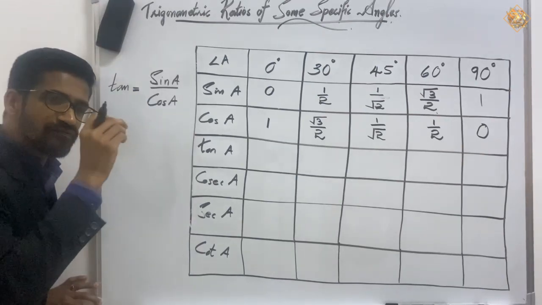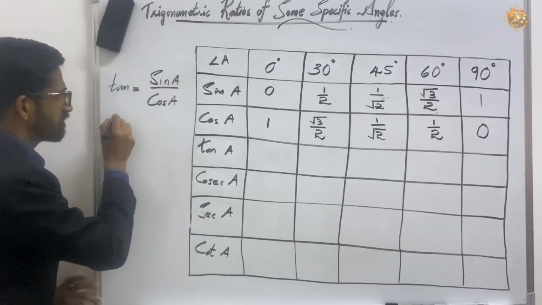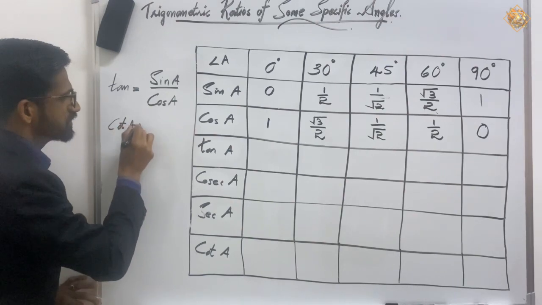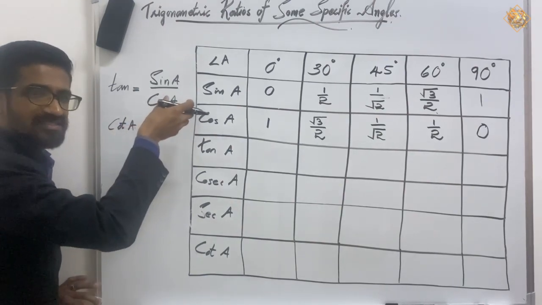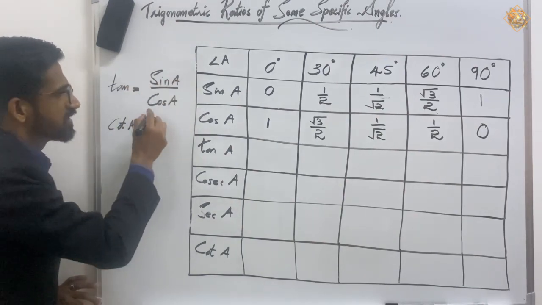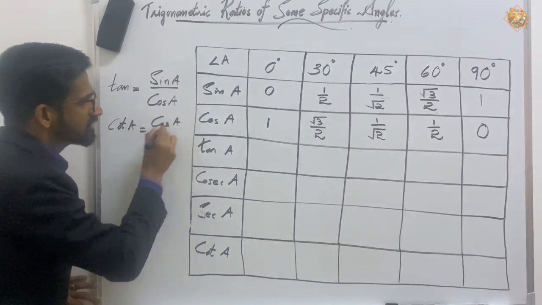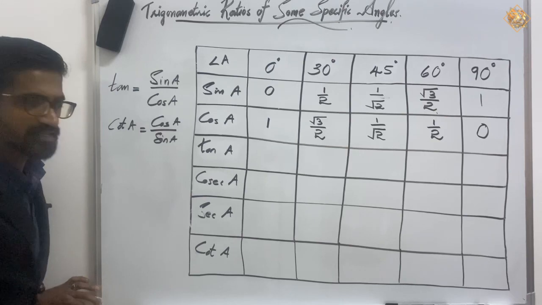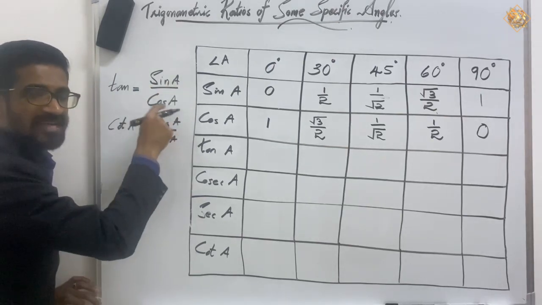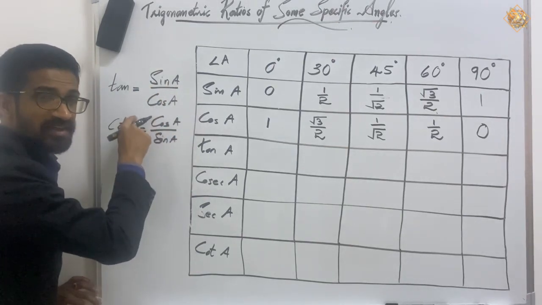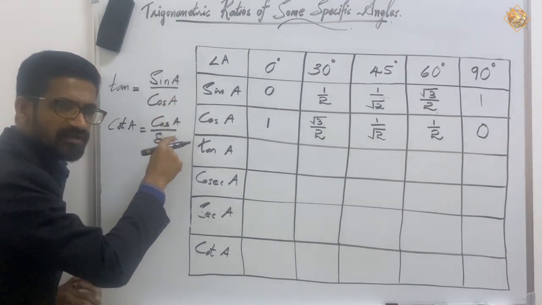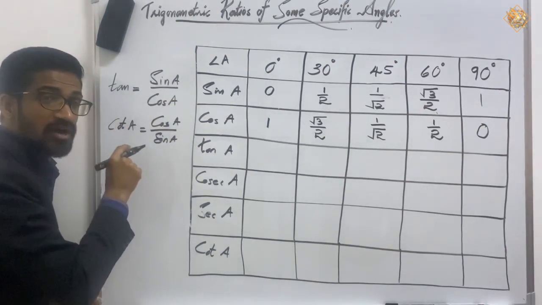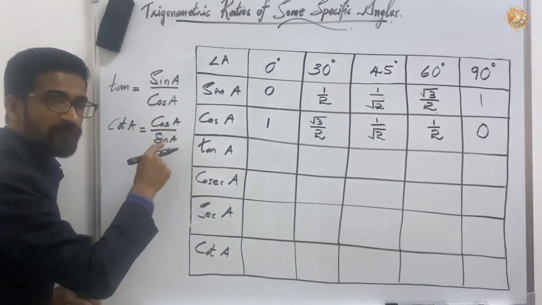We know cot is inverse of tan, isn't it? So definitely cot A will be the inverse of tan, that is the inverse of this function, that is cos A by sine A. Tan A is sine A by cos A, so definitely cot A will be cos A by sine A.